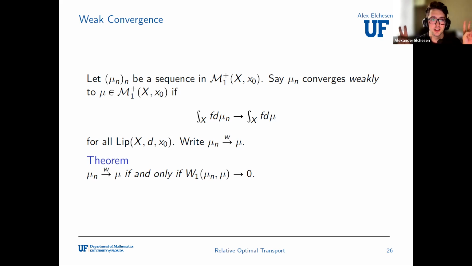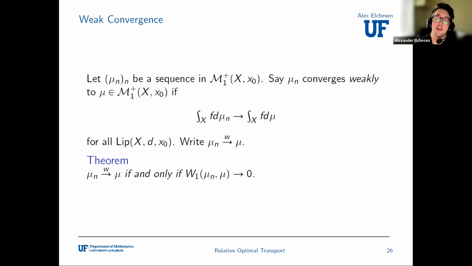In this case, the weak and the vague convergence coincide. So I'll just say that mu sub n converges weakly to a measure mu if, when you integrate against a Lipschitz function f, that integral converges to the integral of f against mu, for all Lipschitz functions. And so we'll write mu sub n converges weakly to mu, with this little w over the arrow.